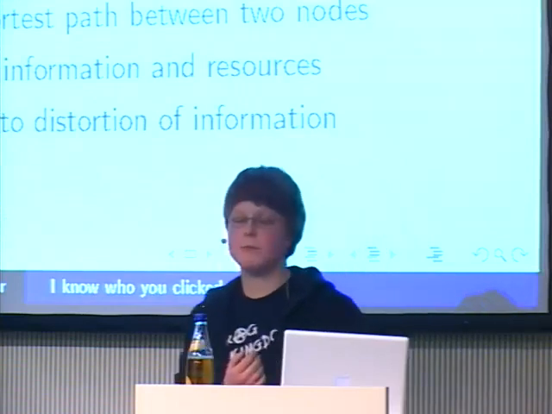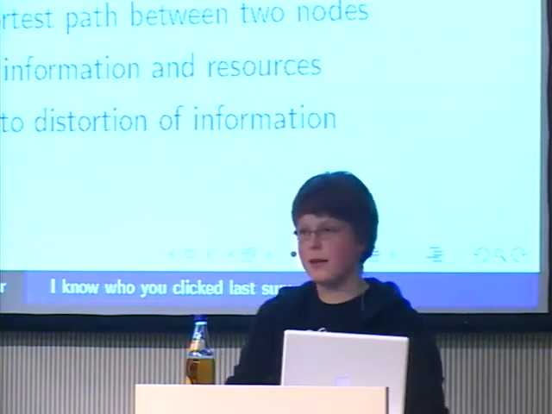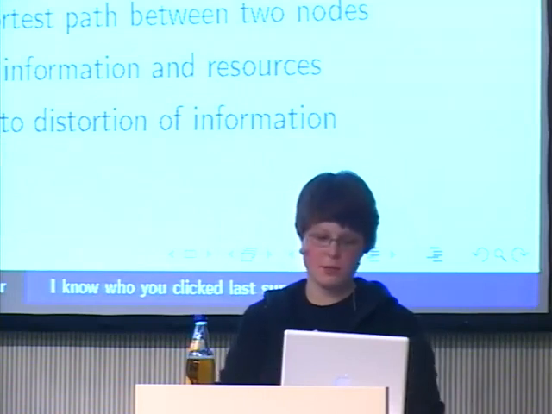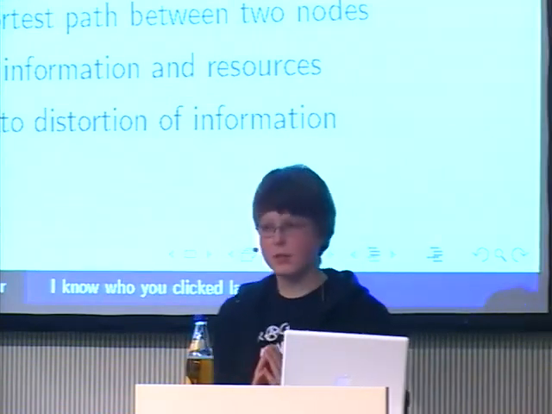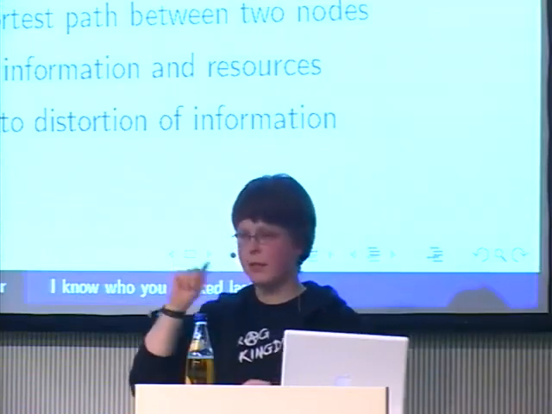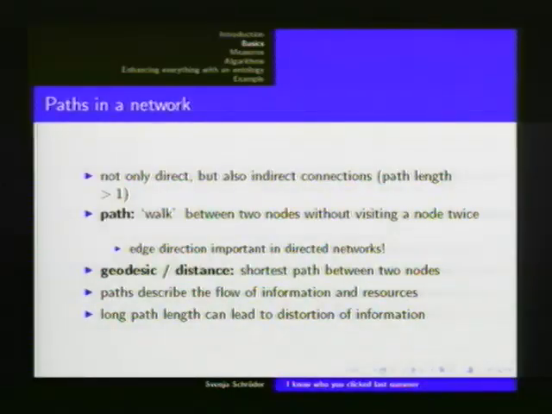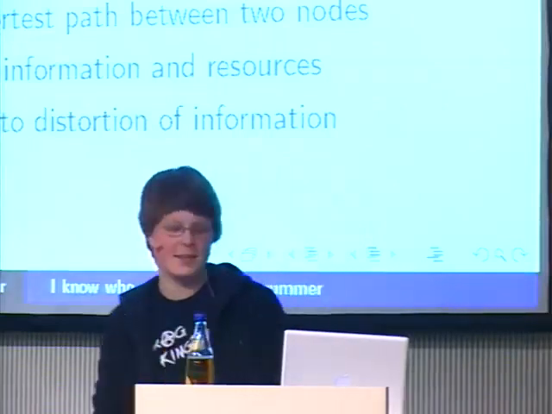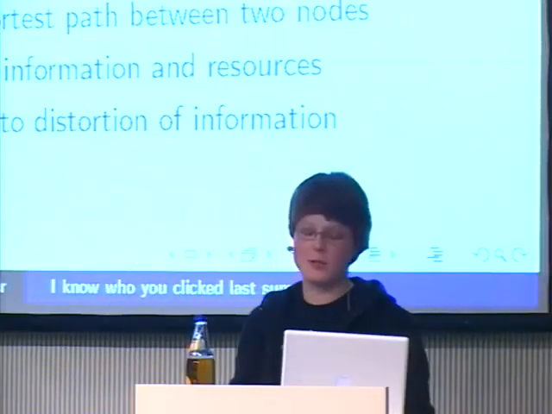Something about paths in a network. I didn't mention that before, I'm sorry. There are not only direct connections, like an actor, an edge, and an actor. That would be a direct connection, but also indirect connections, which means he is a friend of a friend of a friend, and then you get path lengths which are bigger than one. So a path is a kind of walk between two nodes without visiting a node twice. It's a nice metaphor, I think, to walk between little nodes in the network.